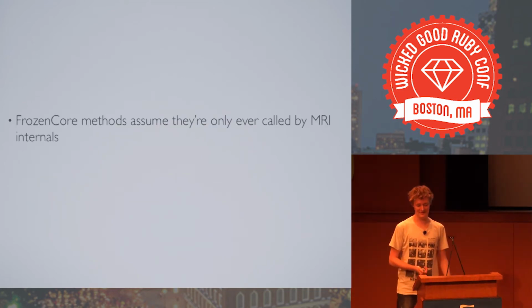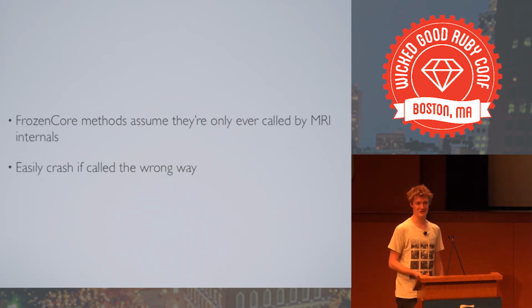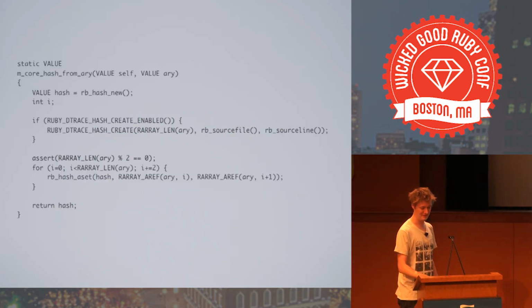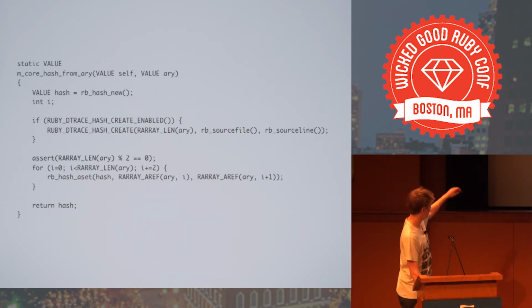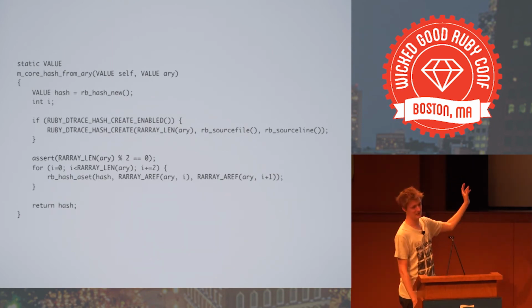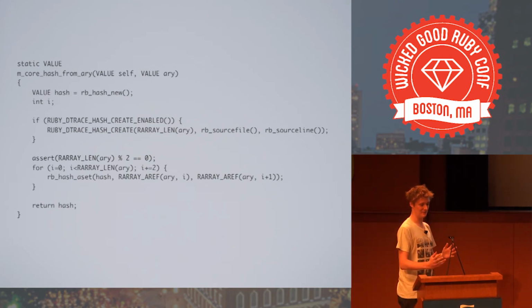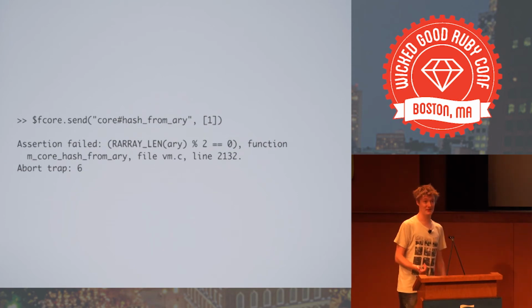So the FrozenCore methods, they assume that they're only ever called internally. So they can easily crash if they're called the wrong way. You've got to treat them with extreme care. So this is the implementation of hash_from_array. This is real actual C code from MRI. And you can see that assertion just above the while loop that actually asserts that the array that you pass in has an even number of elements. So if you call that method with an array with an odd number of elements, then Ruby crashes with an assertion failure.